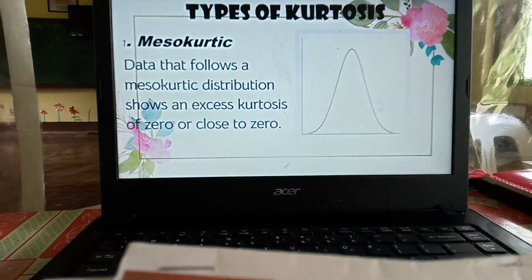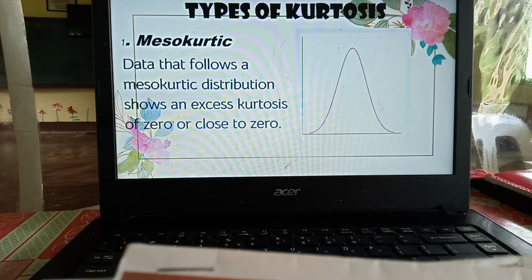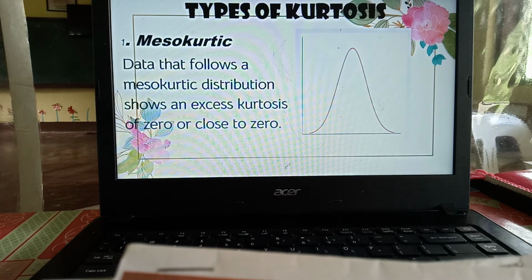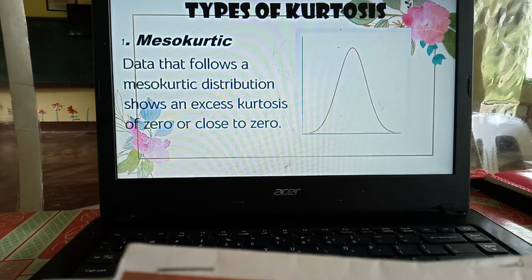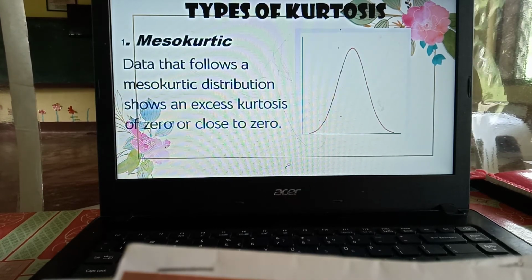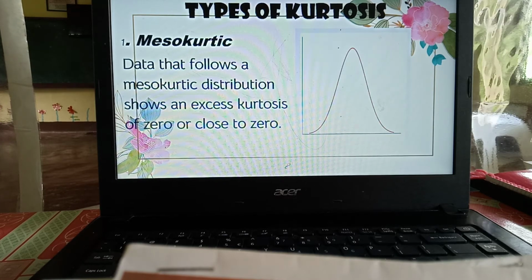So there are types of kurtosis. First, we have mesokurtic. Data that follows a mesokurtic distribution shows a kurtosis of 0 or close to 0. This means that if the data follows a normal distribution, it follows a mesokurtic distribution. So that looks like the picture. Look at the picture. That is a mesokurtic distribution.